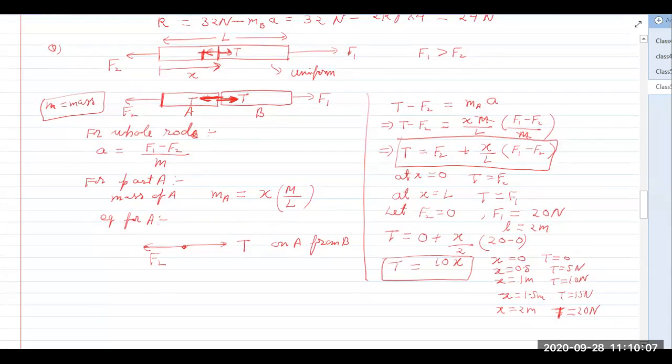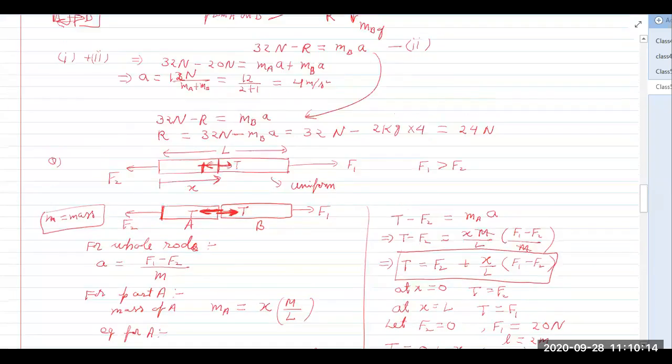Okay, so in this way you can understand this concept. That was the thing also happening in the last discussion. In this one we have a similar kind of thing.